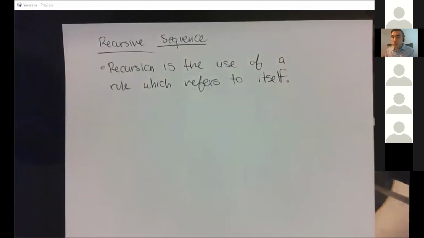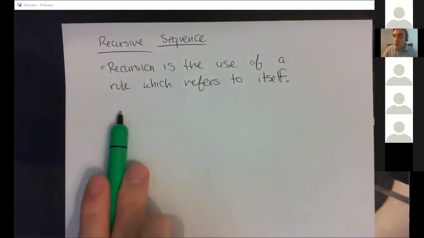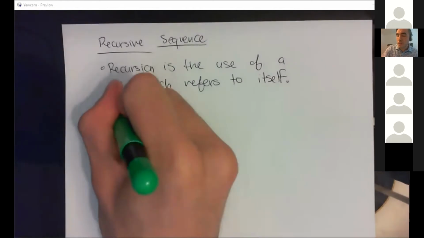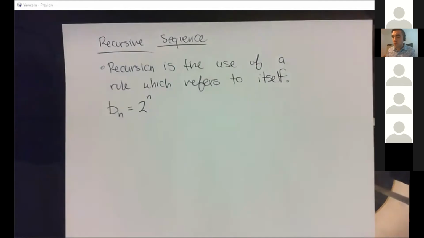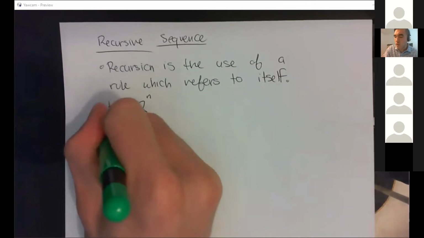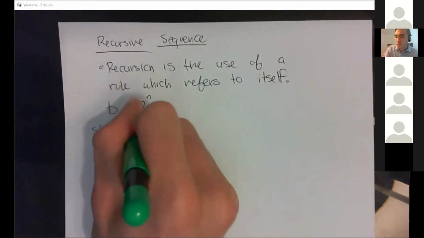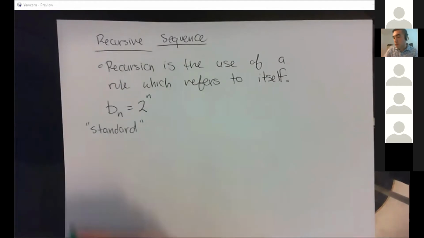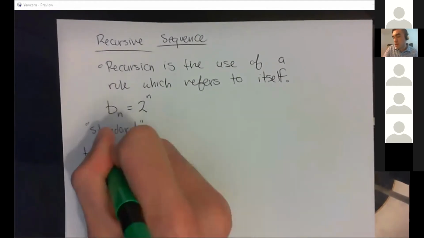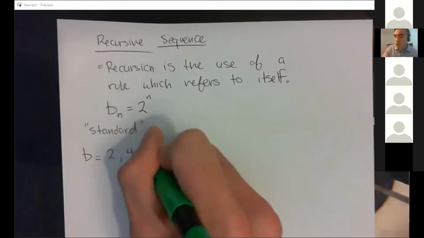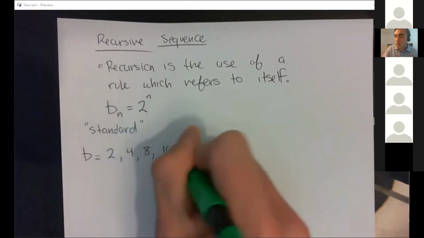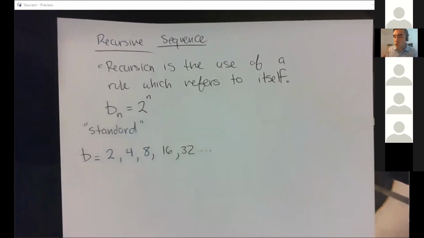For example, let's say that I have the sequence generator b sub n is equal to 2 to the n, right? So this right here would be the standard way to notate the sequence. And if I listed out my sequence here, this would be b is equal to, well, 2 to the 1 is going to be 2, and then 4, and then 8, and then 16, and then 32, right?